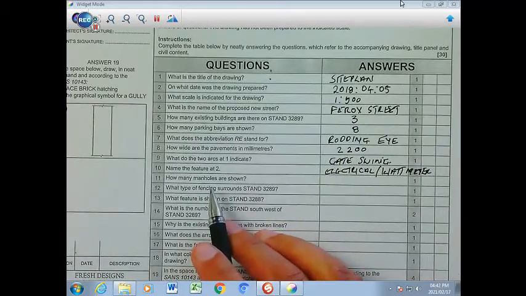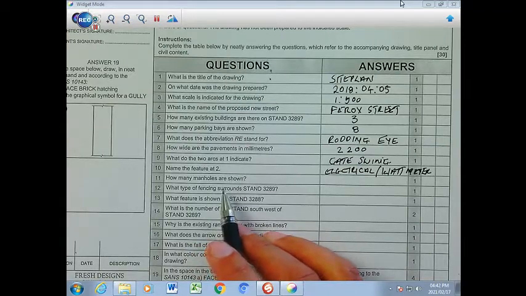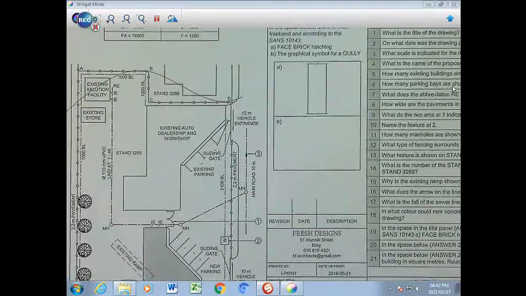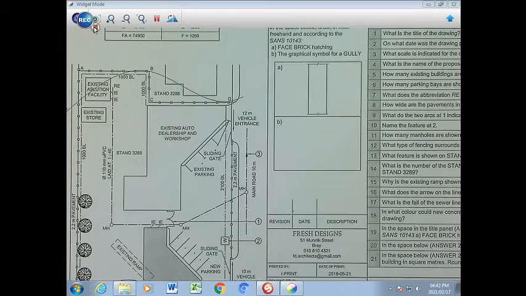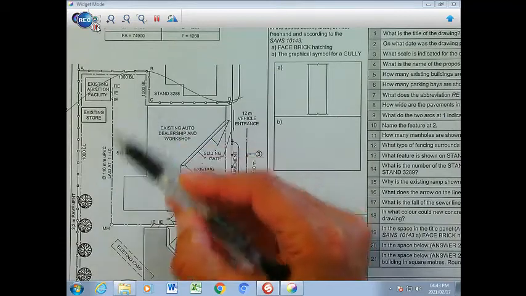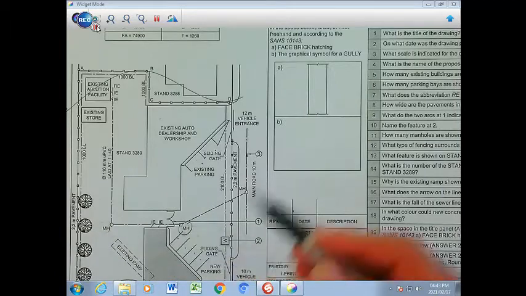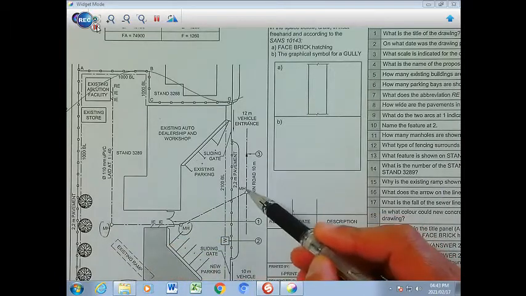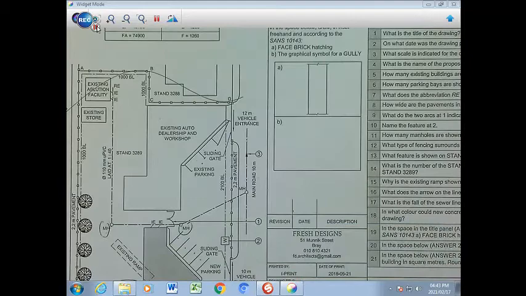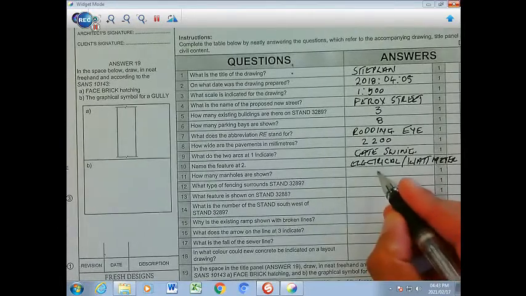How many manholes are shown on here? So you're going to find, and you are going to count all the MHs. So let's start here. This is the pipeline. There's 1, and there's another one over here, that's another MH there, and you're going to find one municipal, one outside in the road, and we are going to state 3 there.